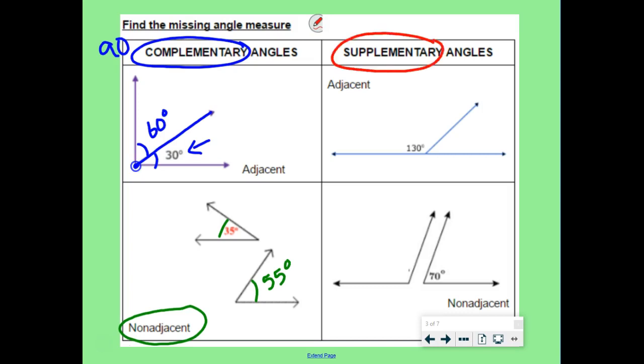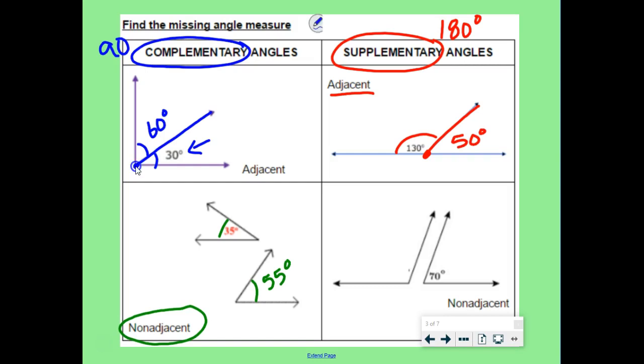Supplementary angles: if it's supplementary, that means they sum to 180. If they're adjacent, that means they share a side and a vertex. This one is 130 degrees, which means this one would have to be 50 degrees to make it to 180.